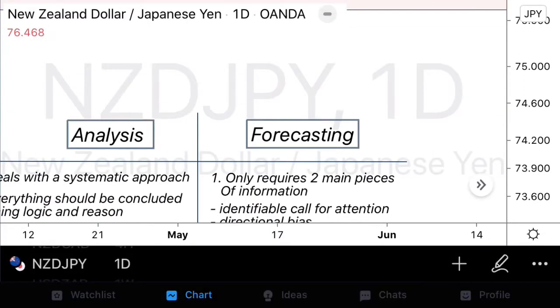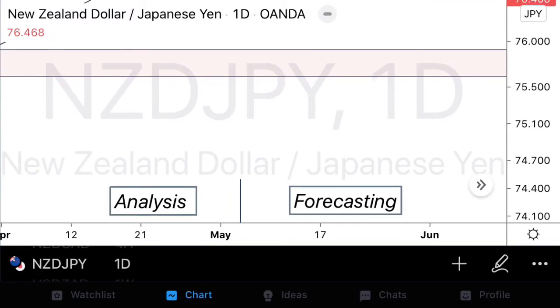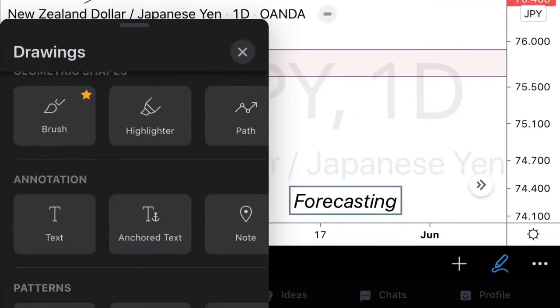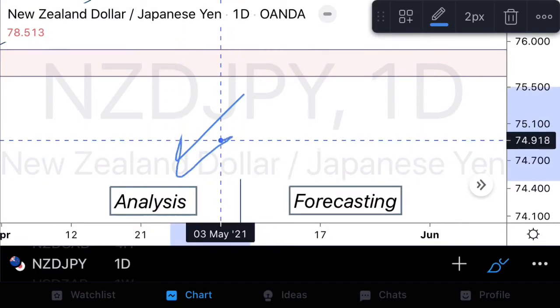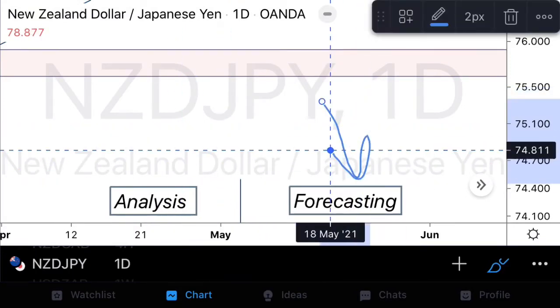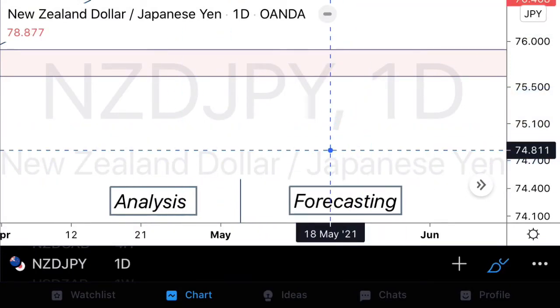Now let's get into things, guys. We're going to start off with the differences between, number one, analysis and forecasting. Now to kick things off, guys, we're going to need to draw this illustration so that I can show you what analysis and forecasting is.